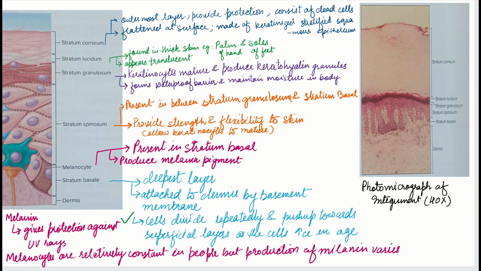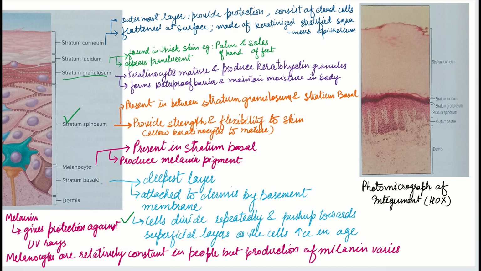Next to the melanocyte is the stratum spinosum, present between the stratum granulosum and the stratum basale, and it provides strength and flexibility to the skin and allows the keratinocytes to mature. Next to the stratum spinosum is the stratum granulosum, which forms a waterproof barrier and maintains the moisture in the body, and the keratinocytes here mature and produce keratohyalin granules.